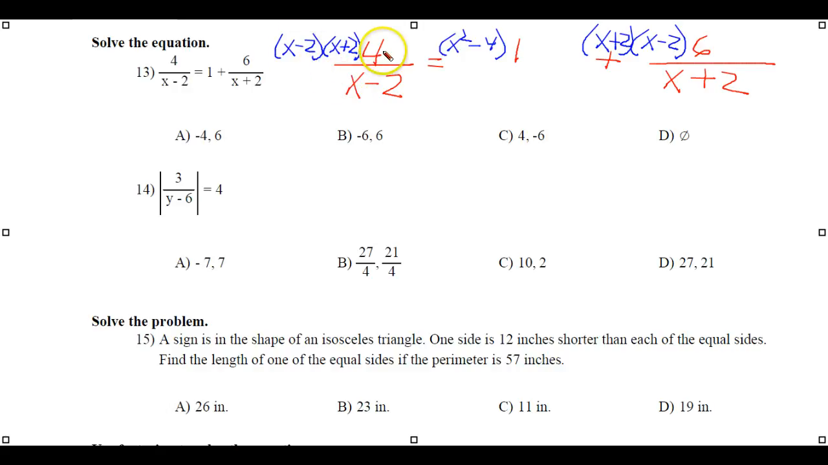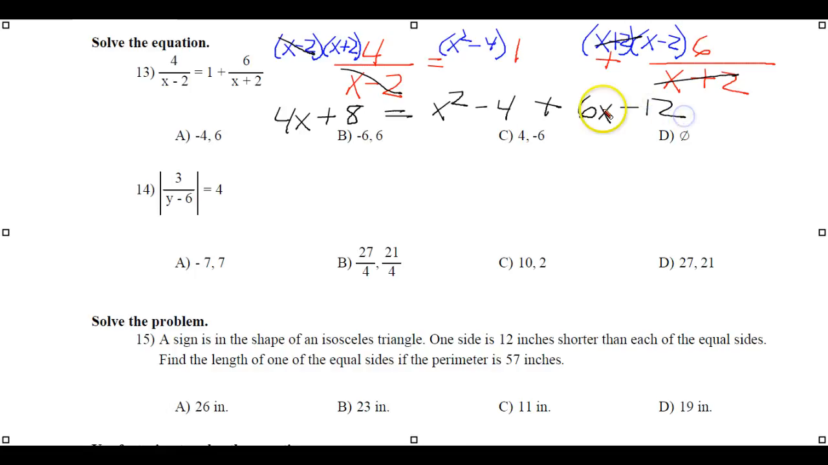So when I multiply this by this, these cancel out. And I end up with 4x plus 8. So I'm just multiplying what's left. 4x plus 8 equals, now I did multiply these conjugates to get the difference of perfect squares. This then equals x squared minus 4, because it's just times 1. And then here, this will cancel out. And I get 6x minus 12. So a much easier equation to work with.